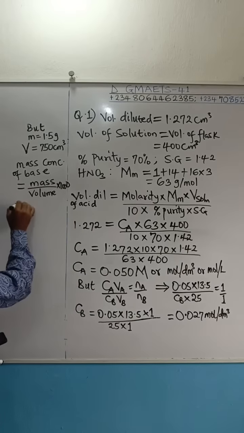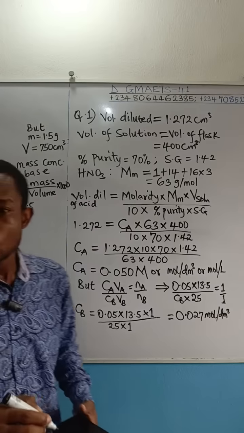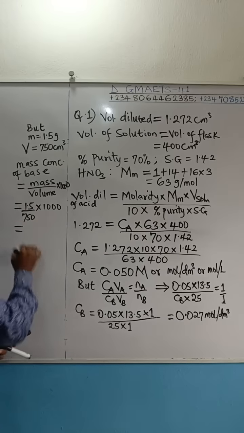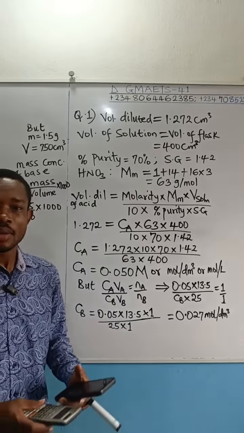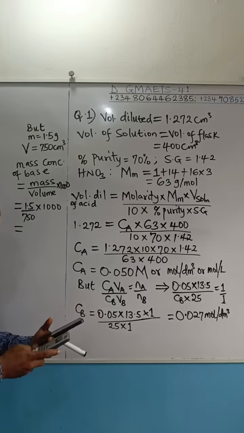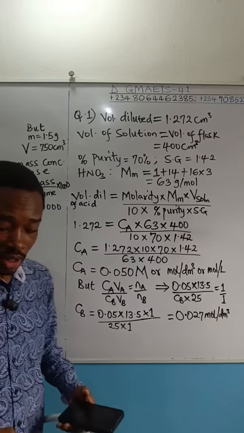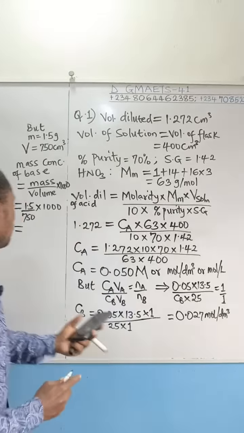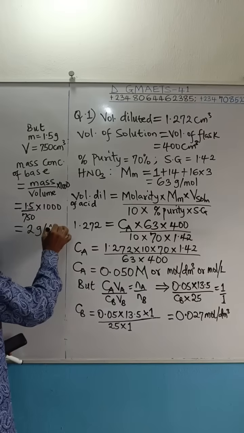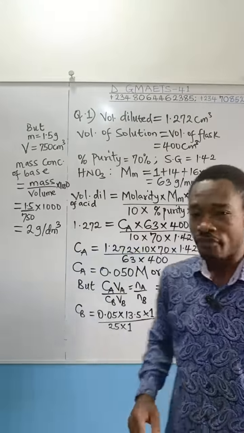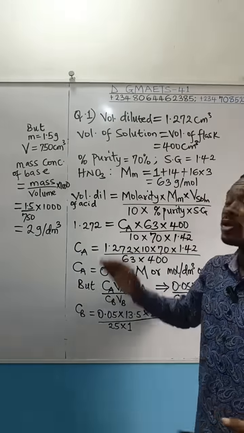Take note of that. So solving for this, we are going to get 1.5. We shall divide this 1.5 by the volume provided, 750, and then multiply by 1000. Let us solve this and get the mass conc of the base. 1.5 divided by 750, or simply 1.5 times 1000, and then divided by 750. If you do this, what I'm getting from here is 2. Which simply means that the mass conc is 2 gram per dm cube. The mass conc is 2 gram per what? Per dm cube. Dear friends, at this point our problem is 100% solved.